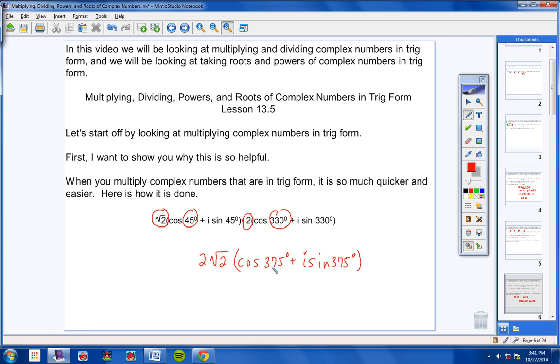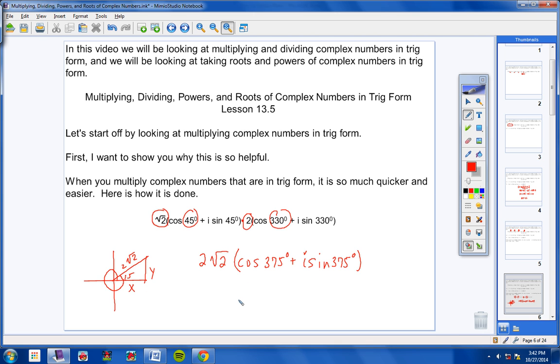I mean, all that you have to do is you realize 375 degrees is wrapped around 360 plus 15 more, so you have 15 degrees here. You have 2 square root of 2, and you can so very quickly find your x and your y so very, very quickly.